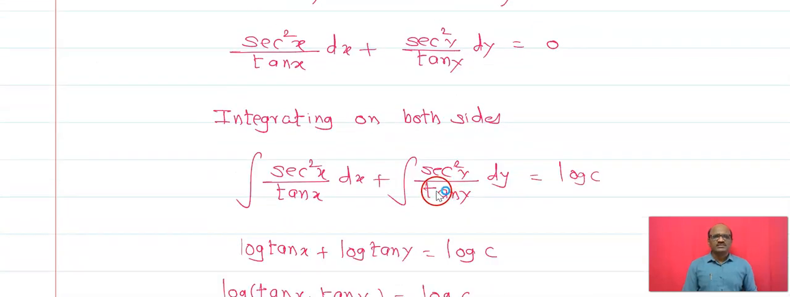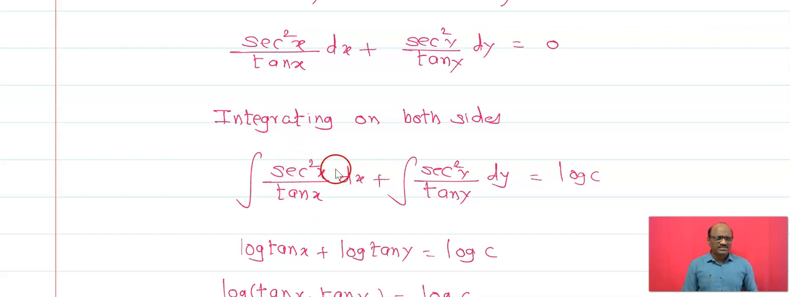Integrating on both sides. Now what's happening here? It is f dash of x upon f of x dx plus integral f dash of y upon f of y into dy. And what about their constant? We know that it is in the form of log. The integration of all of them is in which form? It is in log form.